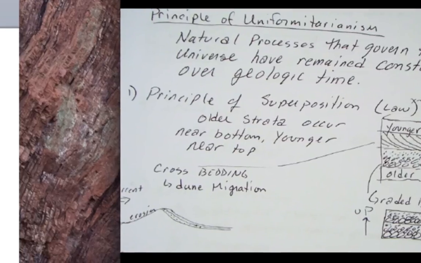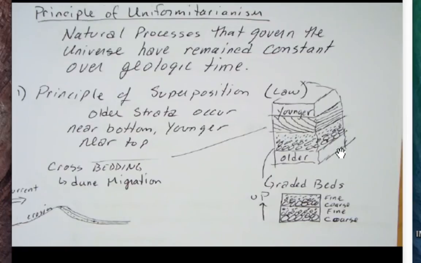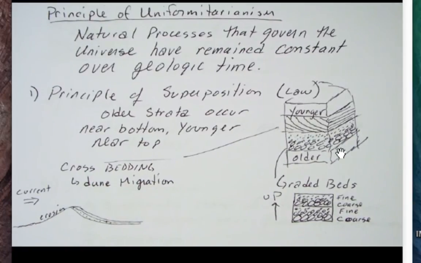Now, again, this principle of uniformitarianism, another thing we could say about it is natural processes that govern the universe have remained constant over geologic time. In other words, not the law of gravity, the conservation of energy, all the laws that govern our universe have remained constant. So let's look at the principles of relative dating now.